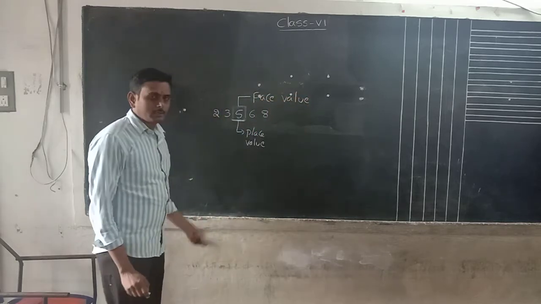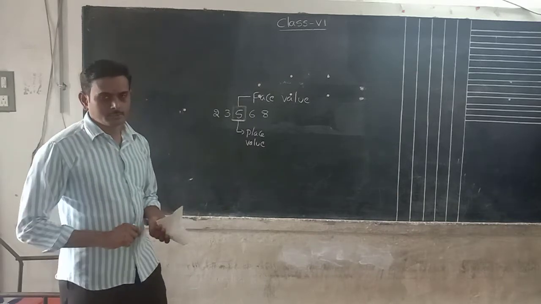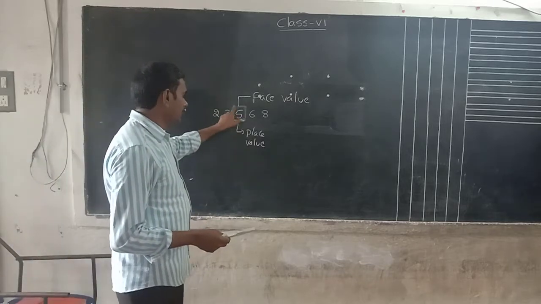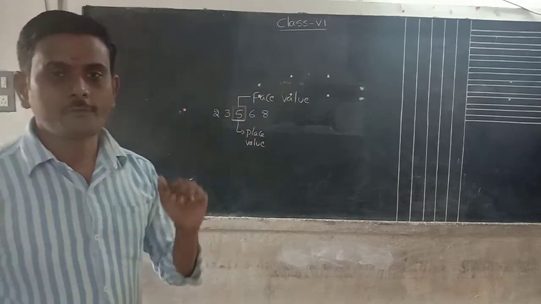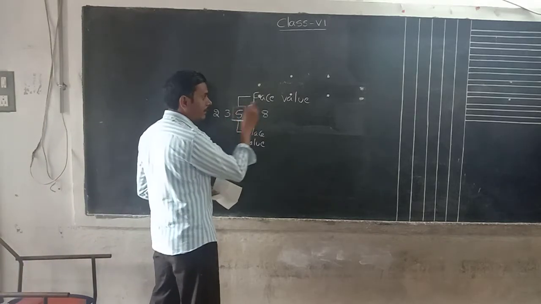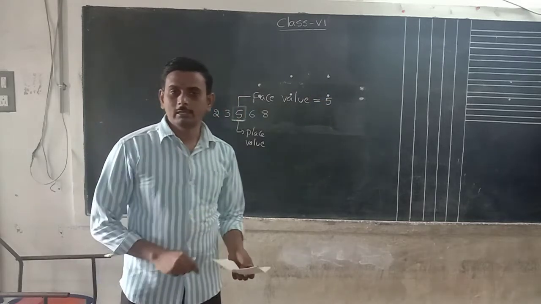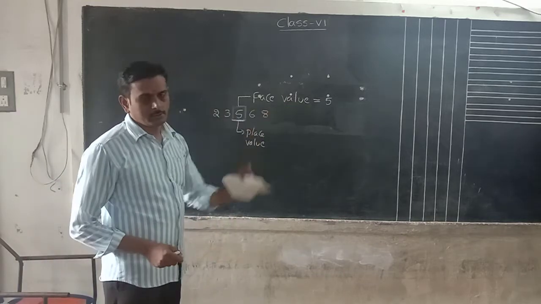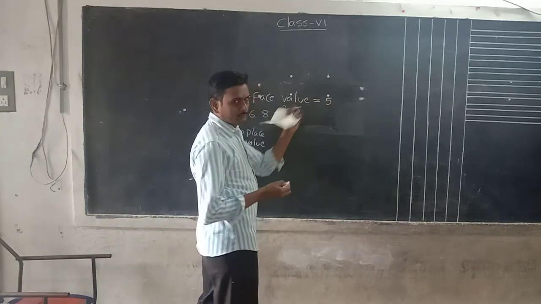We want to calculate face value and place value, and we have to do some addition or subtraction according to the question. First, identify the face value. Face value is nothing but whichever digit is available, that only we call face value. What is underlined here? 5. 5 only is the face value. Face value of 5 is 5 only.